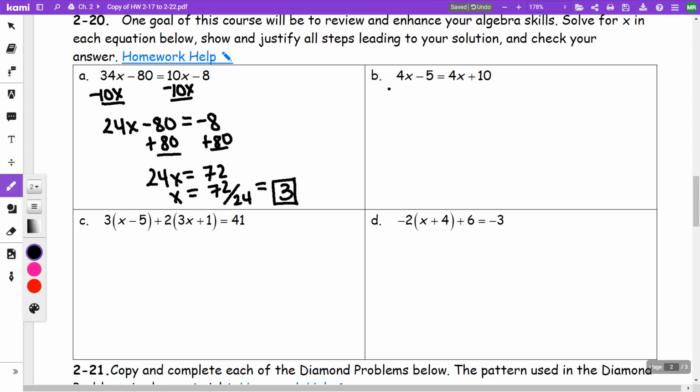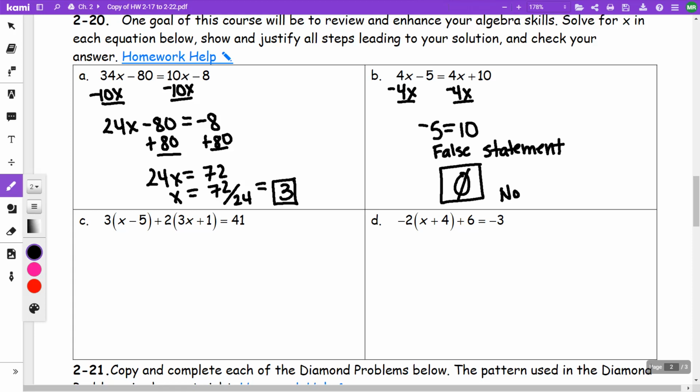On B, I'm going to be minusing 4x from both sides. Again, I personally do my x's first. I'm going to get a -5 is equal to 10. If your variables disappear, you have one of 2 answers. Either nothing's a solution or everything's a solution. This is a false statement. So if you end up with your variables disappearing and you get a false statement, your answer is going to be no solution. Okay, no solution. If I ended up getting a true statement, my answer would be all real numbers, or everything's a solution.